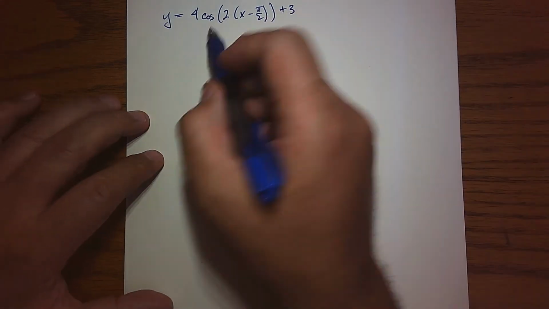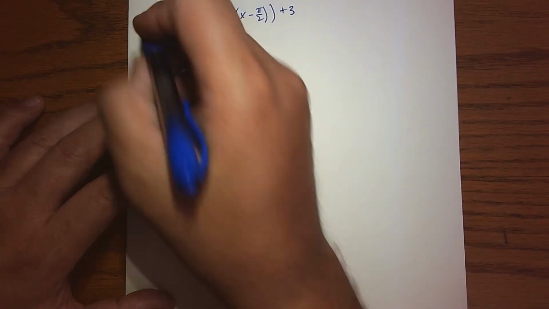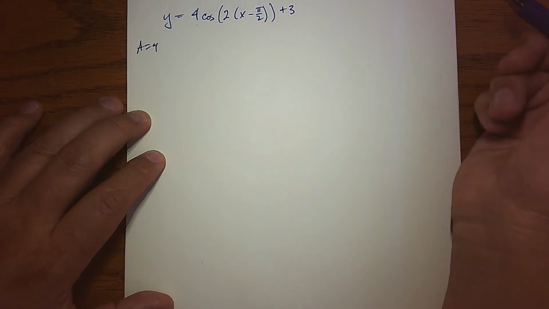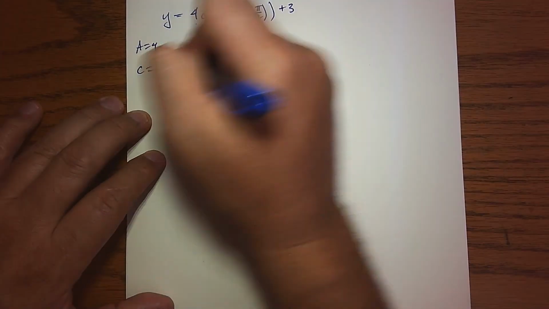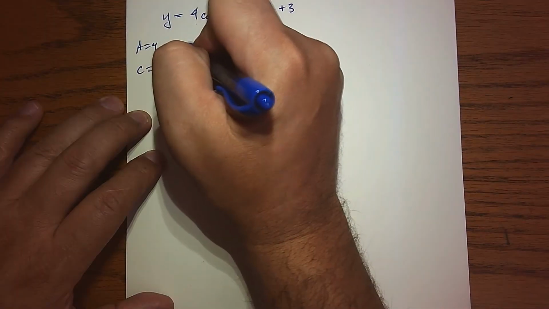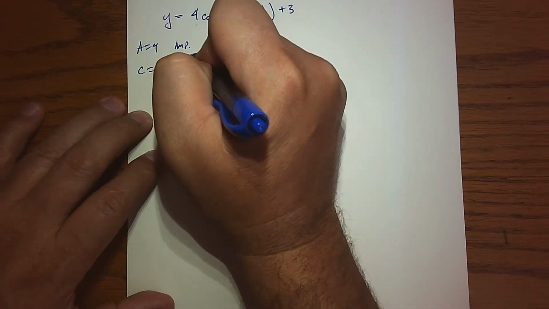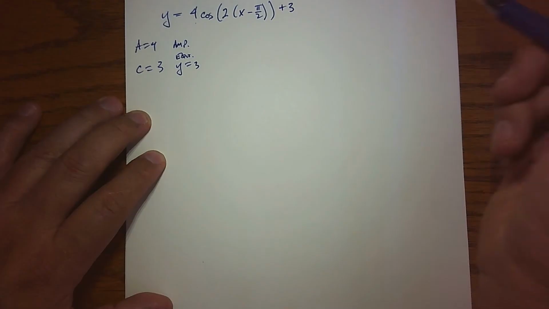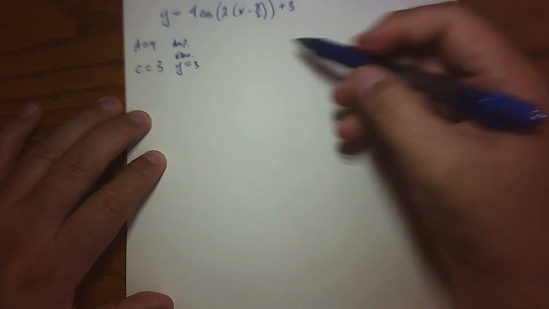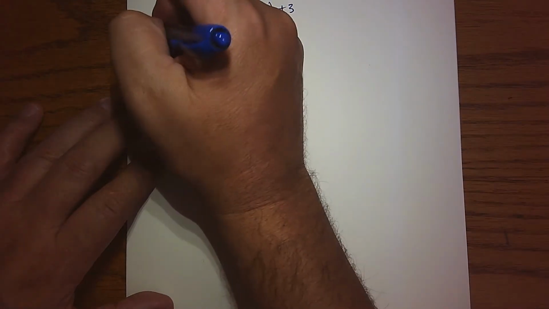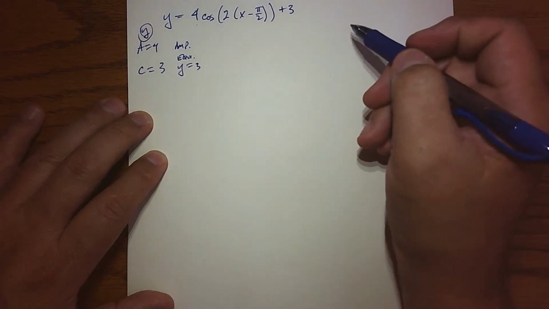So the first thing we're going to do is identify who's who here. Right here, A is equal to 4, right? And C is equal to 3. So this tells us that our amplitude is 4 and that our equilibrium is occurring at y equals 3. So we can already start putting the graph together a little bit just with that information. Again, this is all the stuff that impacts our y coordinate.